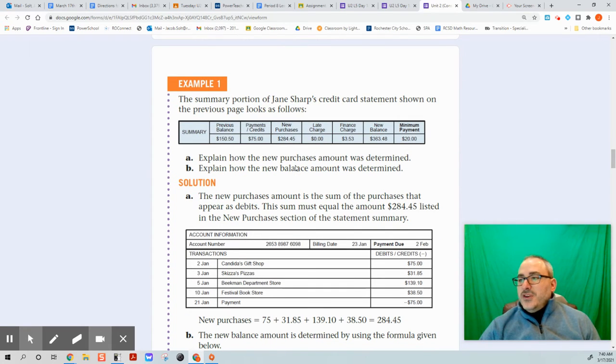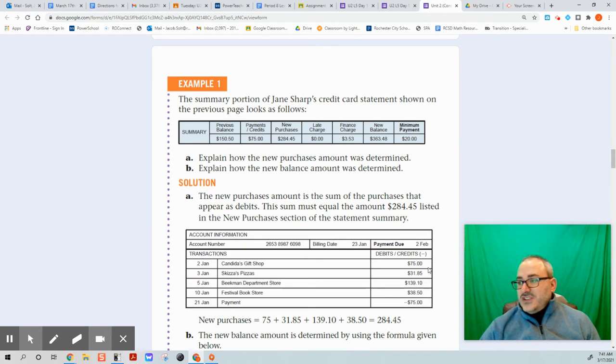Explain how the new purchases amount was determined, and then explain how the new balance amount was determined. How would you do this? How would you explain how the new purchases amount was determined? Well, define the new purchases amount. That's the sum of all the purchases that appear as debits.